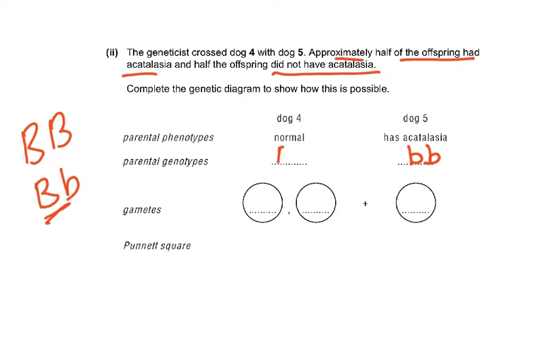So you see, if you have this, then all will be this. These are all normal. But it said half did not have and half of the offspring did have. So that is why this cannot be this. It has to be this, then it becomes easy.